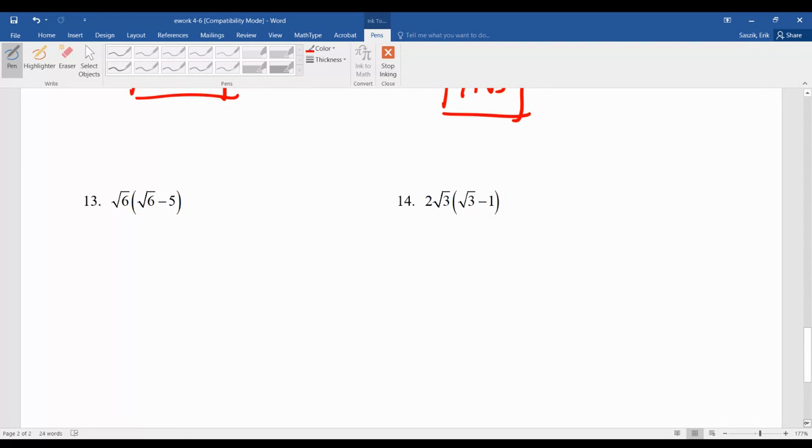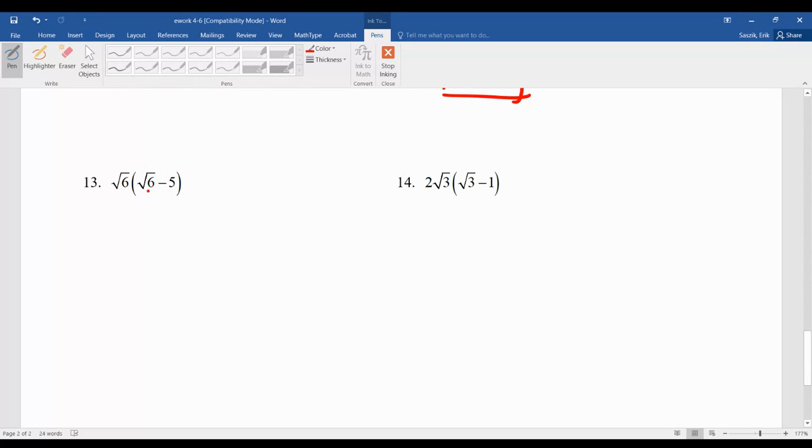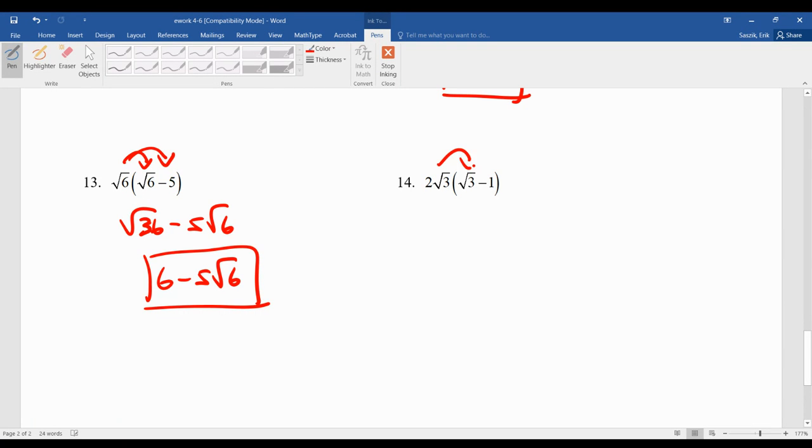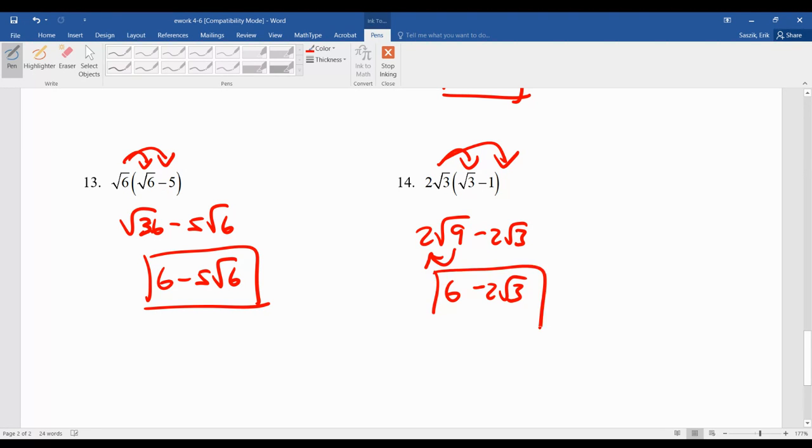Okay, just a couple more. Root 6 times root 6 is root 36. Root 6 times 5 is 5 root 6. This becomes plain 6. And we're done. Invisible 1 here. 2 times 1 is 2. Root 3 times root 3 is root 9. 2 root 3 times that, of course, is just 2 root 3. This becomes a 3, turns it into a 6. And we're done.